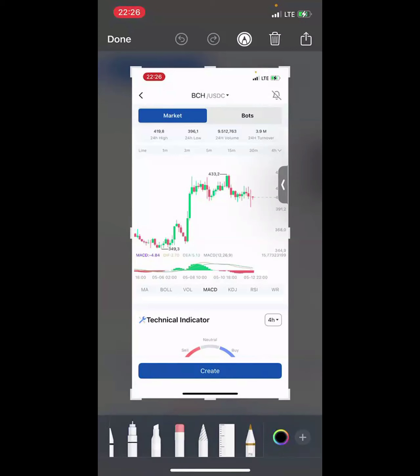So we see a clear break of structure from this range. Don't mind my drawing. Let me just clean this. So we see a clear break of structure here, and we see that we have these three Marabozu candles here. In fact, you see 1, 2, and then 3, right? So we actually have this.